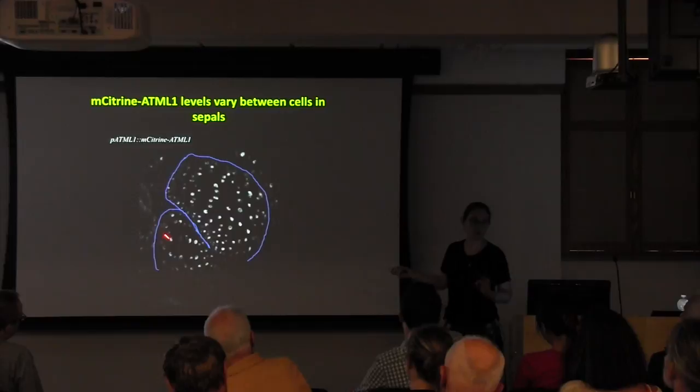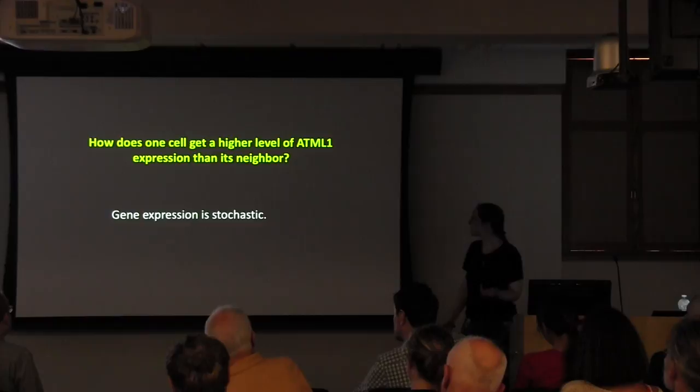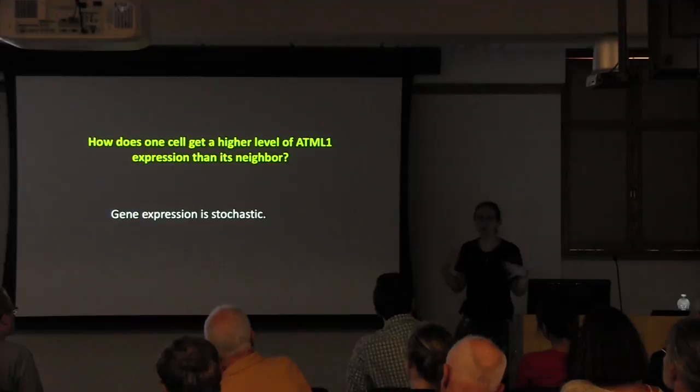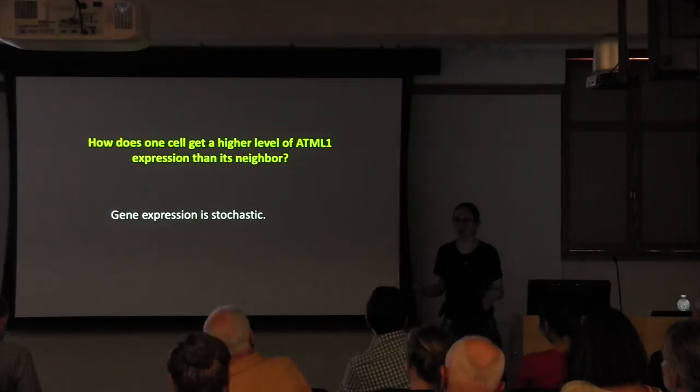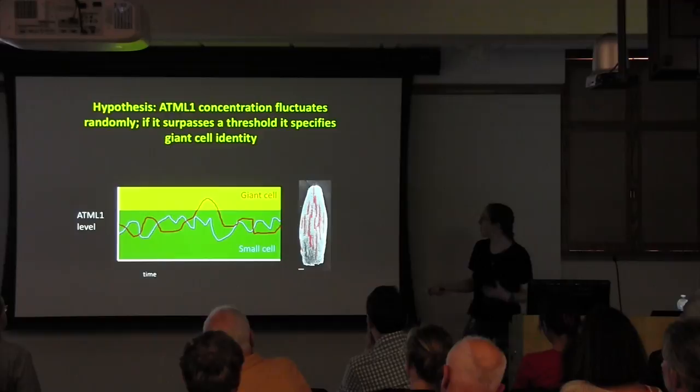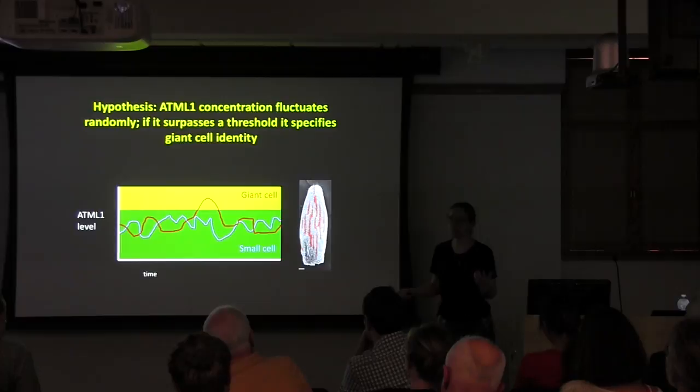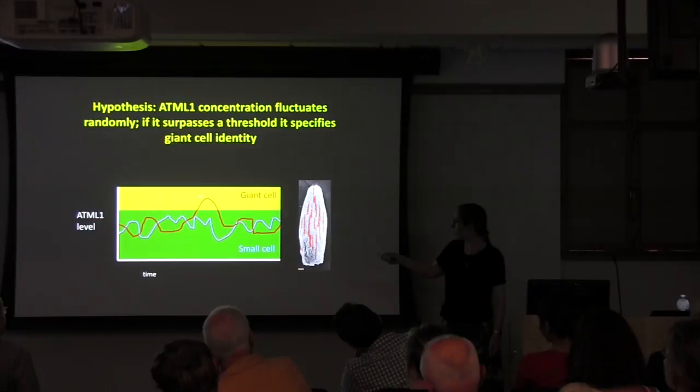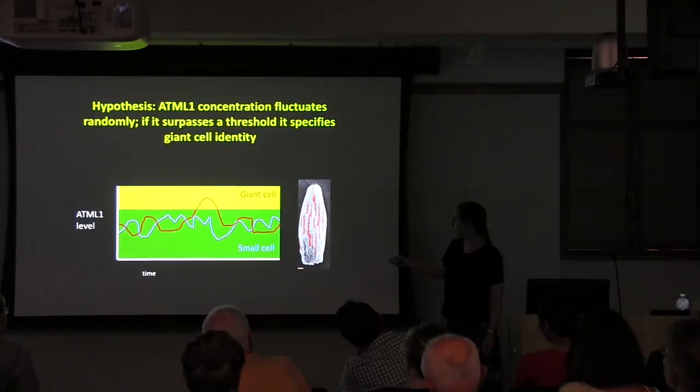So how does one cell get a higher level of ATML1 expression than its neighbor? And this made us think about the fact that gene expression is stochastic. There's been a lot of studies showing that gene expression fluctuates up and down. So we hypothesized that maybe ATML1 concentrations fluctuate in each cell randomly, and maybe this is the patterning mechanism. So if ATML1 is fluctuating up and down, if it passes a threshold, maybe that cell goes on to become a giant cell, whereas another cell that never crosses that threshold goes on to become a small cell.